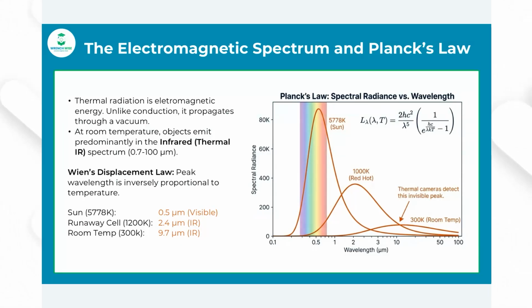Now, looking at the equation here, Planck's law describes the shape of these curves. The key takeaway here isn't just the shift in wavelength, but the massive difference in the area under the curve. This is total power. So this area under the curve, between the room temperature line and the red hot line here, foreshadows the exponential power jump that we will discuss in the next slide.